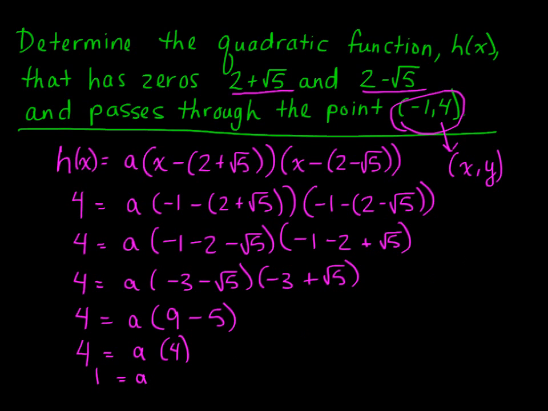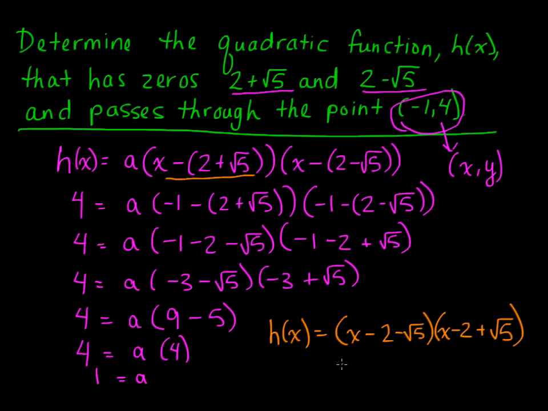Okay. So we can now use that a value to write out our quadratic function, which is h of x equal to, the a value is 1, so we don't necessarily need to write that in front of the brackets for factored form. But inside our brackets, we're going to have x minus 2 minus root 5. So I've just expanded this as well so that we don't have that inner set of brackets anymore, times x minus 2 plus root 5. Okay, so that's our quadratic function that satisfies these given properties.